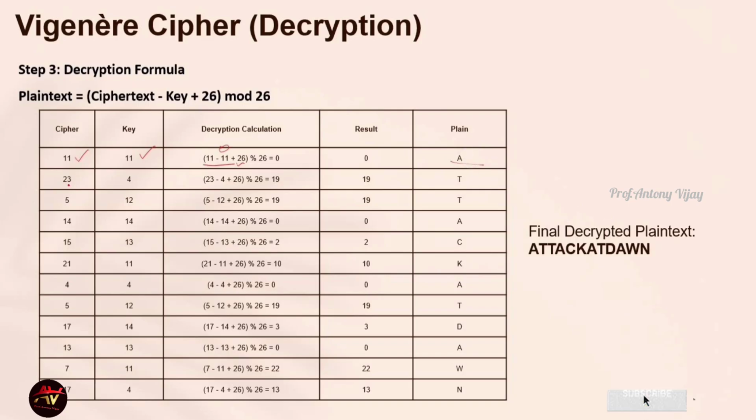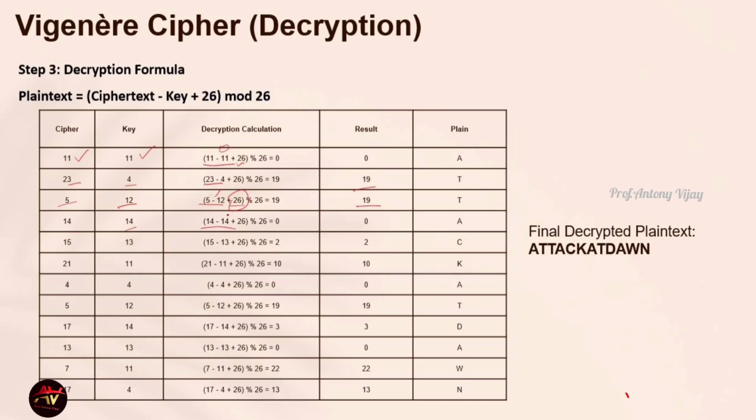And for 23 minus 4, it is 19. And for 5 minus 12, see here, 5 minus 12 is minus 7. So minus 7 plus 26 is 19. So in this particular case, we have to add 26. Otherwise, we don't want to use it. Okay. Then 14, here 14.